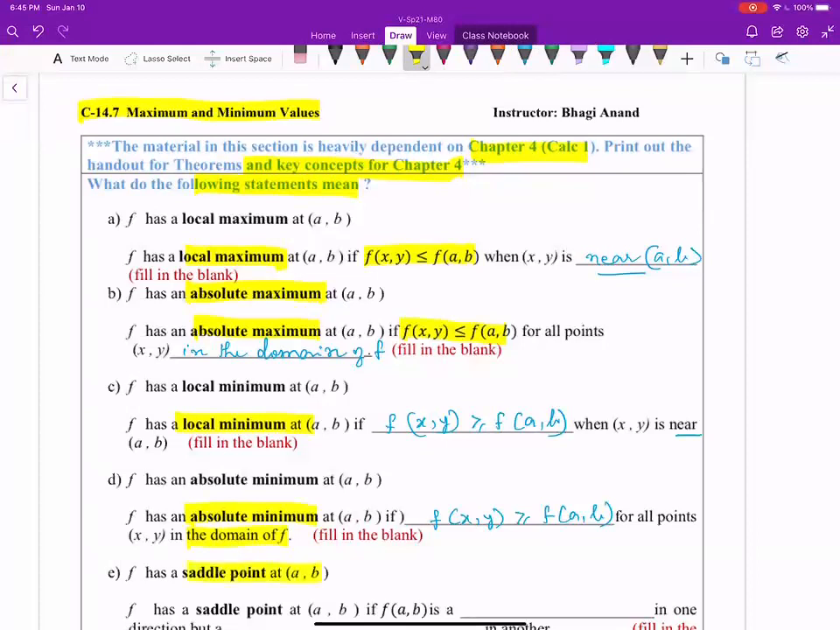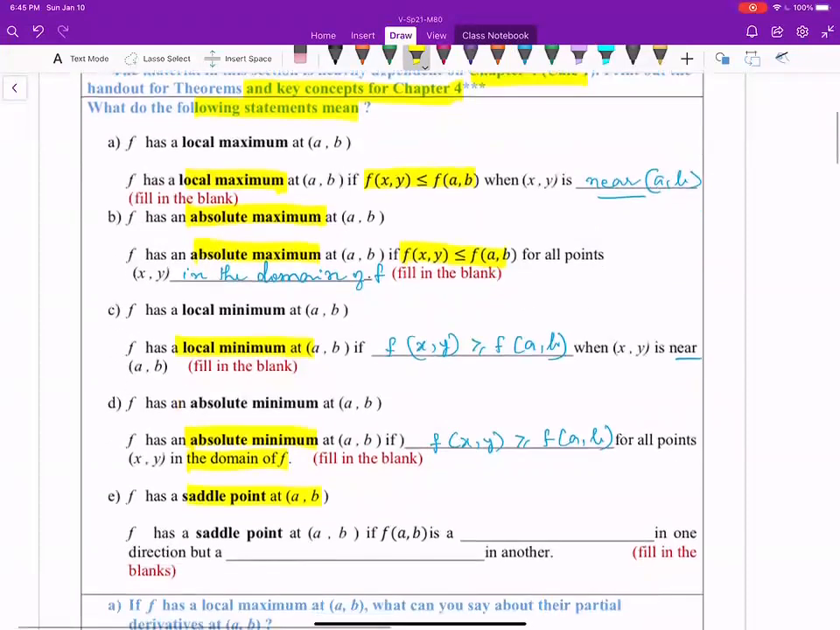F has a saddle point at (a, b) if f(a, b) is a local maximum in one direction and a local minimum in another.